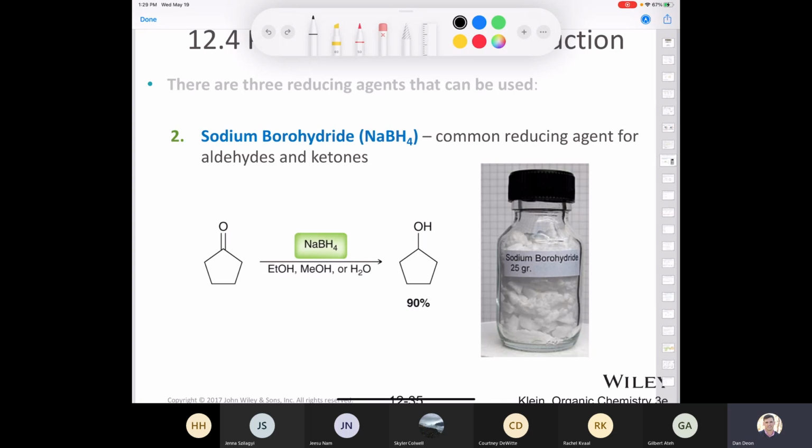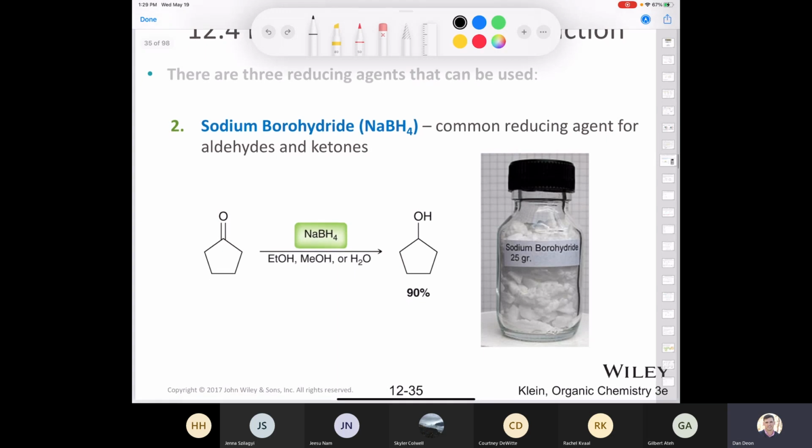And the first one is sodium borohydride. So NaBH4. Now, if you're like, hey, I've seen this before, isn't that the second reagent that's used in oxymercuration-demercuration? You're absolutely right. Sodium borohydride is just a white solid. It's not very expensive. If you take a ketone and you treat it with sodium borohydride in a polar protic solvent like methanol, ethanol, or water. So again, these are all polar protic solvents. You can effect the reduction. It says here in a 90% yield. That's a really high yield.